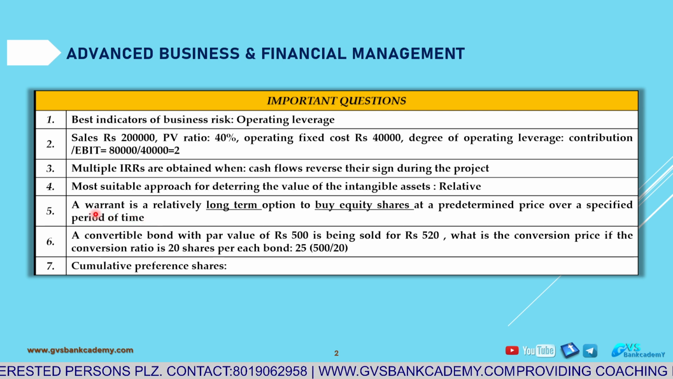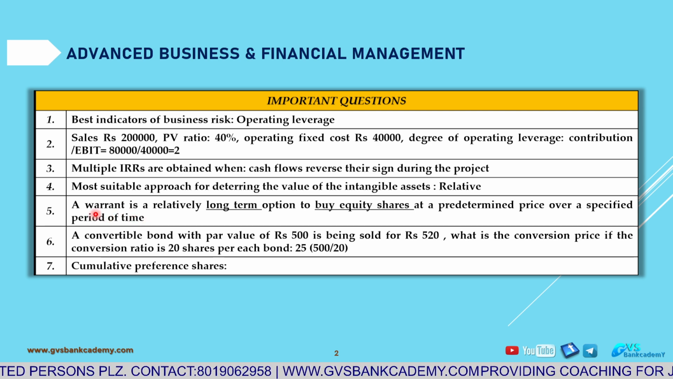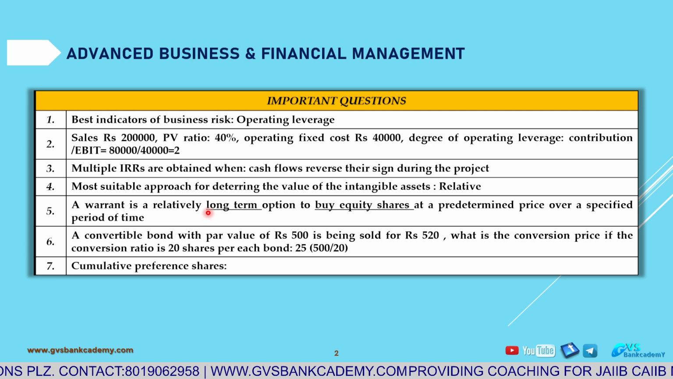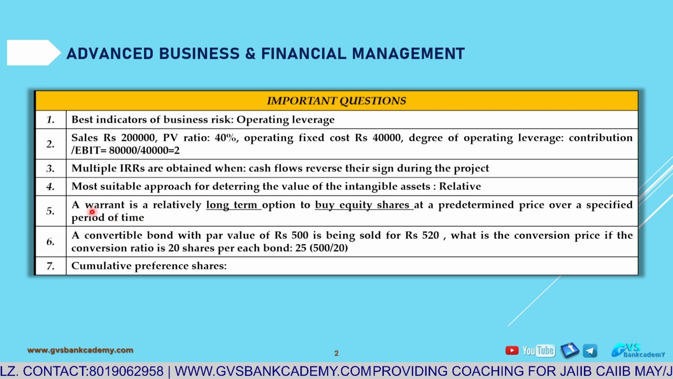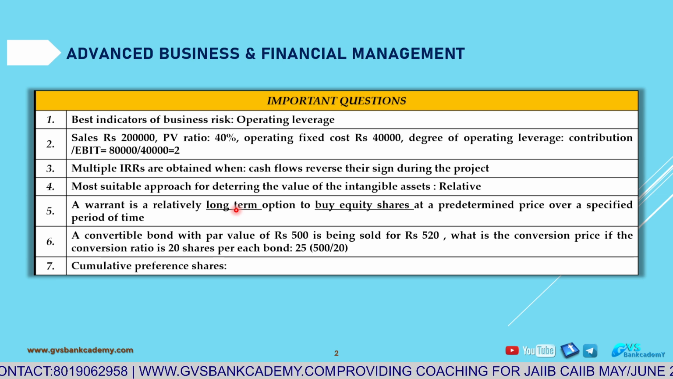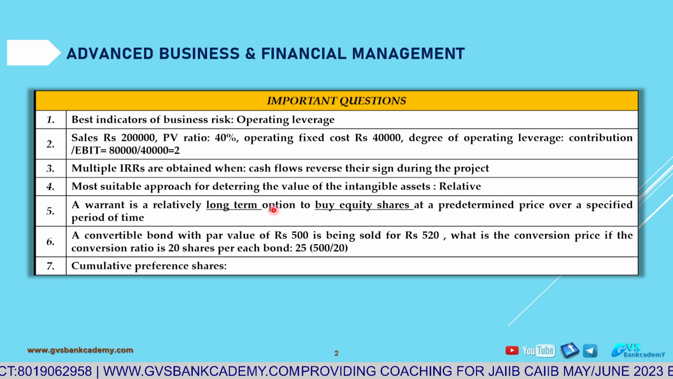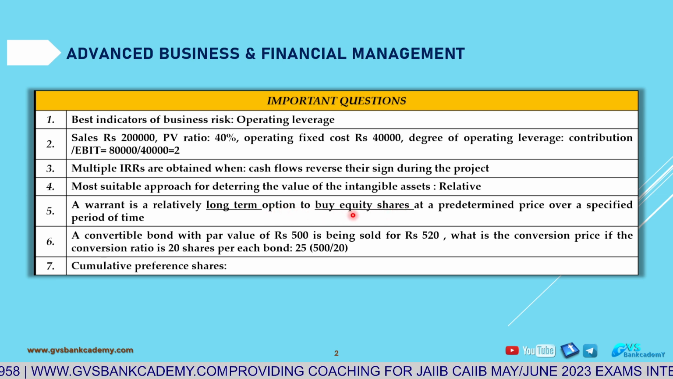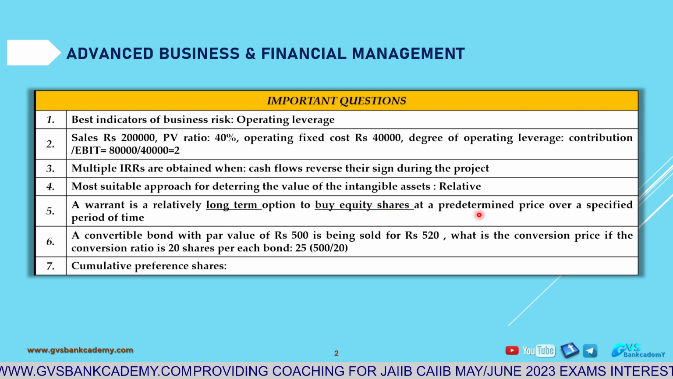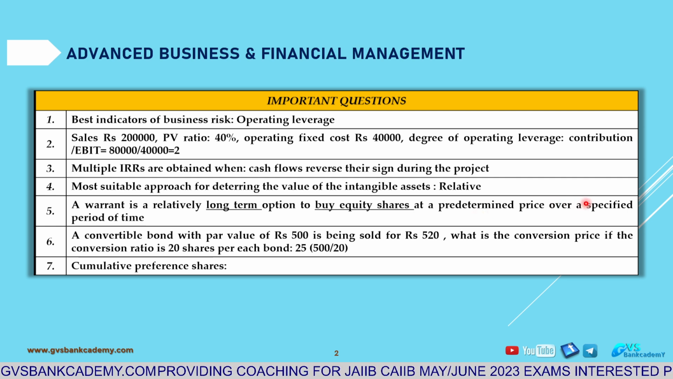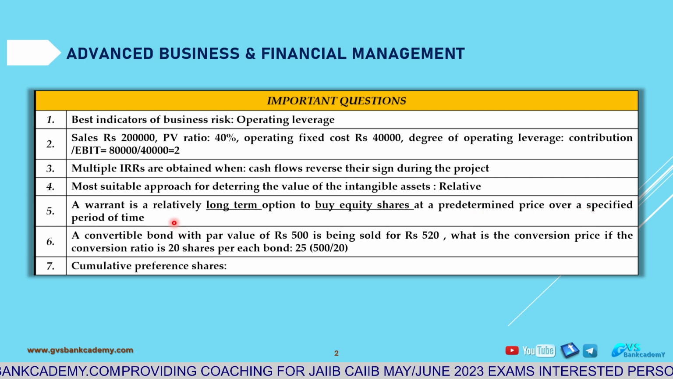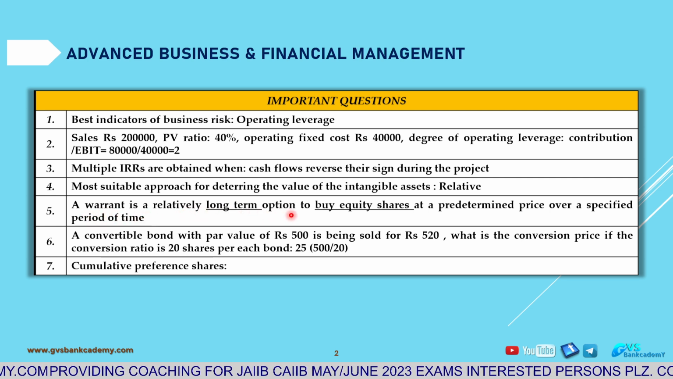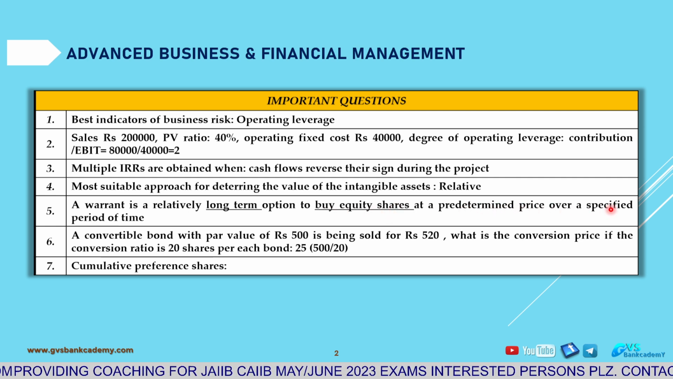So, warrant is a right which is attached to shares, long term. Normally, the option warrant period is 4 to 5 years. Some companies give 10 years also, 5 to 10 years. The warrant holder has a right, but not an obligation, to buy equity shares, which is beneficial to him, at a predetermined price decided by the company over a specified period of time, that may be 5 years or 10 years. So, a warrant is a relatively long term option to buy equity shares at a predetermined price.